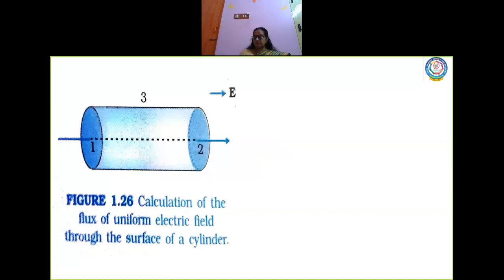So what will be the flux through this area is, flux will be, I have marked 3 parts here.